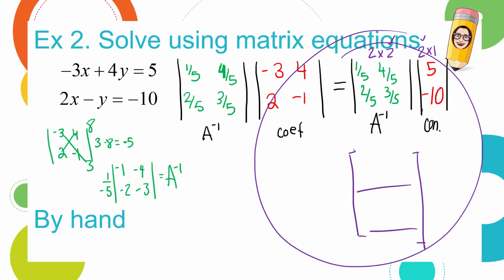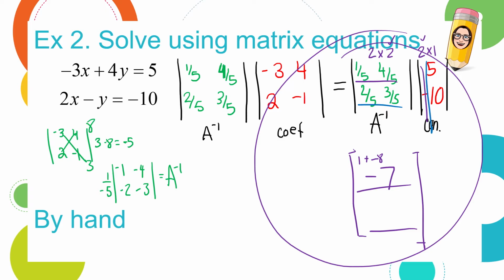I'm going to show a little bit of work and then my solutions. So if I multiply top left, 5 times 1/5, you guys, that's 1, plus negative 10 times 4/5 would be negative 40/5, or negative 8, which gets me negative 7. Okay, let's try this again. Bottom left.